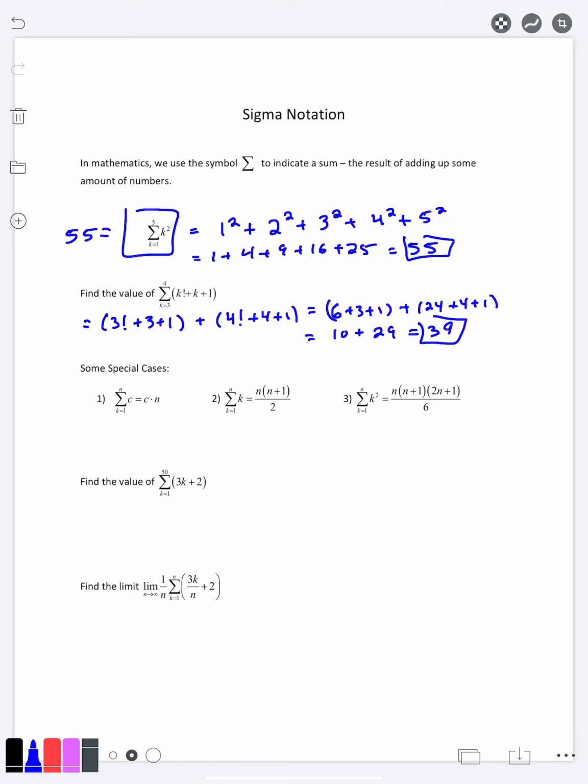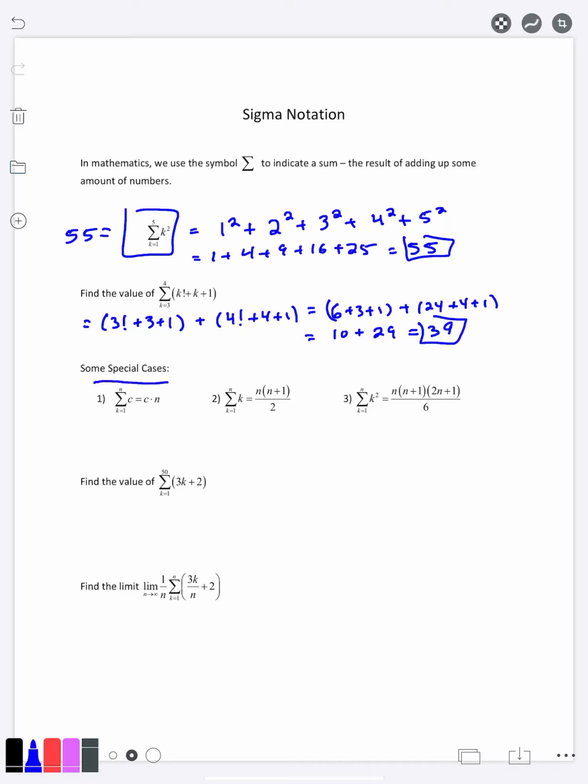Okay, so what we're trying to do is we're just trying to see how we can use this sigma notation and figure out the value of it. With that said, there are a few special cases where you can save yourself the effort of actually plugging in the numbers and adding them up.